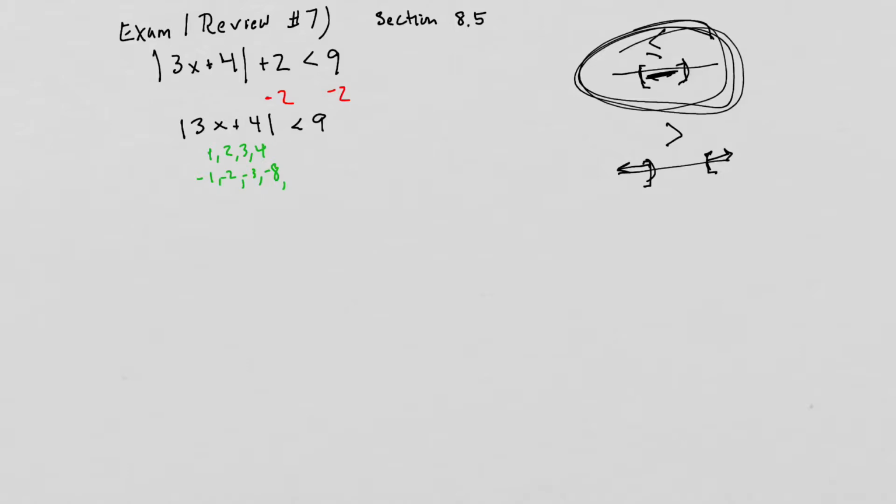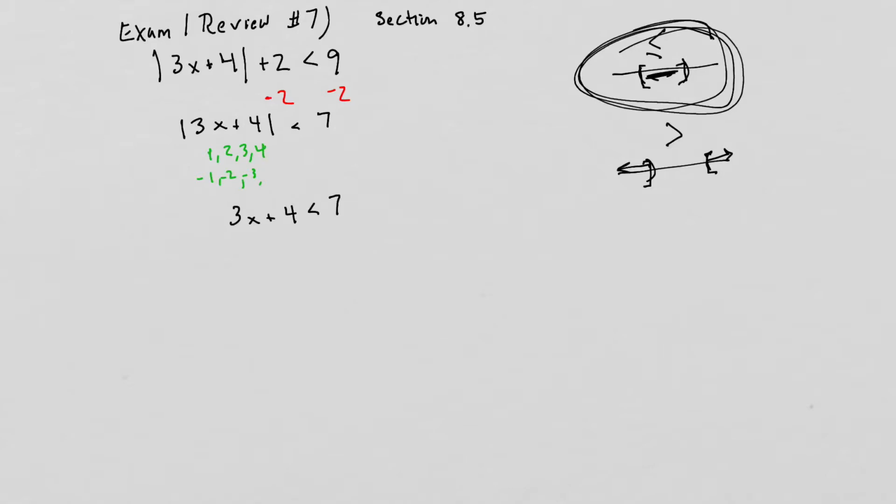So we write that as a compound inequality. The 3x plus 4 has to be between positive 9. Oops, that should be 7, shouldn't it? I bet you were all saying, wait a minute, why didn't she subtract that too? So we have a 7 here.